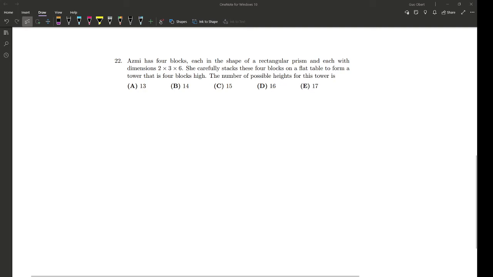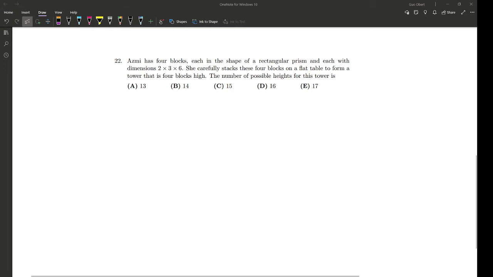Okay, so we have 4 blocks, and each of these blocks is in the shape of a rectangular prism with dimensions of 2 by 3 by 6. These 4 blocks are stacked on a flat surface, and we form some sort of tower with a certain height. The question here is we want to figure out the number of possible heights that this tower can be, or the number of possible unique heights that we can construct.